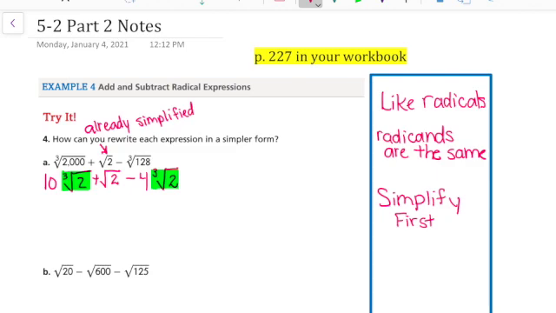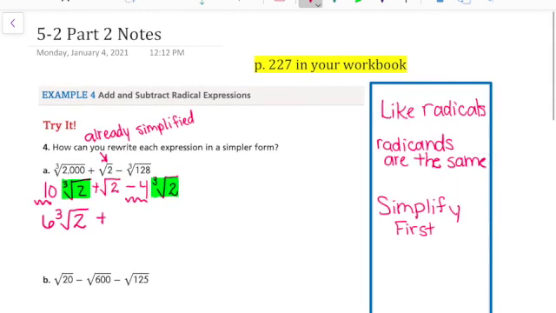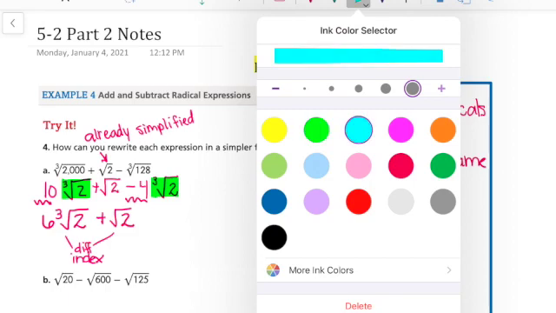All right, so now I look and I notice that these are like radicals. So they have the same index, they have the same radicand. So I'm going to add or subtract the coefficients. So whatever they are, in this case it's subtract. So 10 minus 4 is 6. Cube root of 2, I keep the radical the same, plus square root of 2. That is all I can do because those are different indices, I think is the plural. But since they're different, we cannot combine them. And this is our final answer.